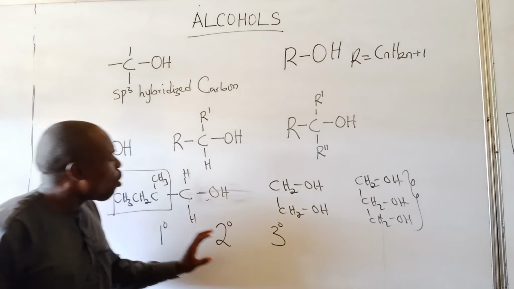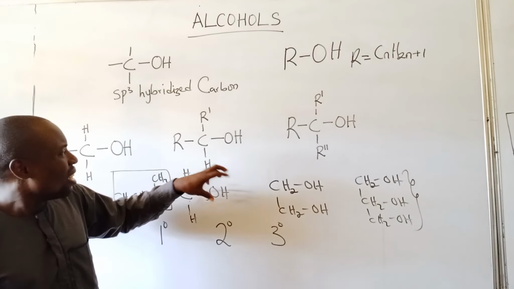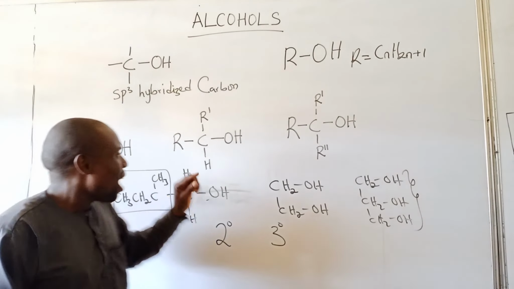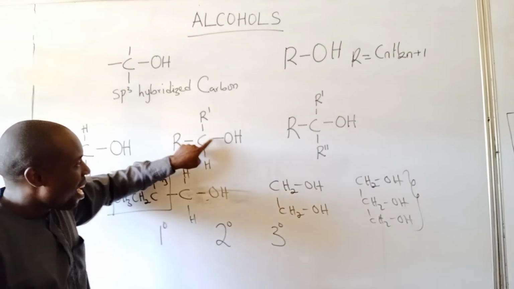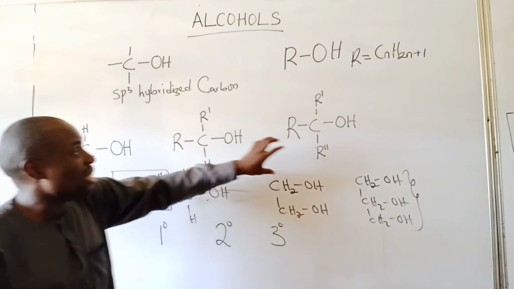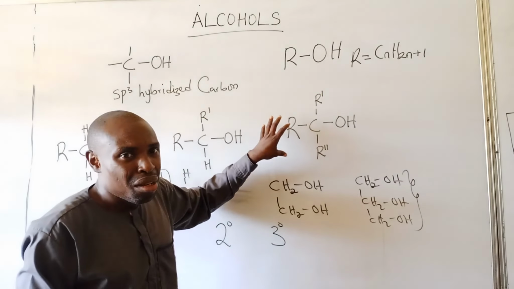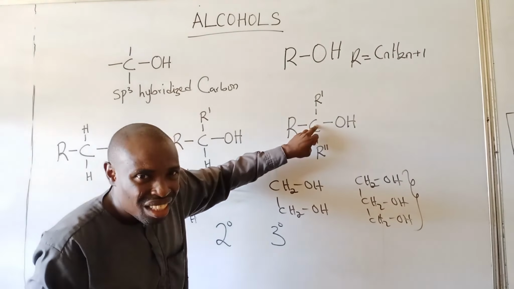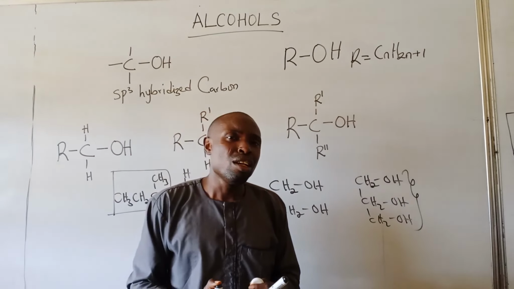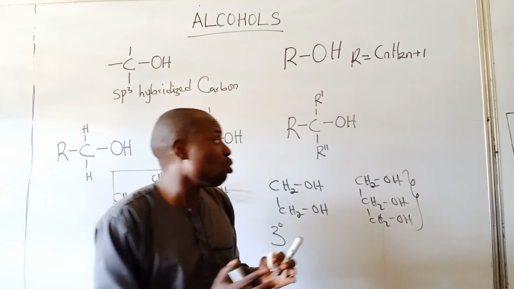Now a secondary alcohol is an alcohol that has two alkyl groups attached to the carbon carrying the hydroxyl group. You see that only one hydrogen atom is now free. While in the case of the tertiary, you can see three alkyl groups attached to the carbon carrying the hydroxyl group. Please do not confuse this aspect, because a lot of persons have issues with it, not knowing how all these things play out. So it will be very good for you to understand it.